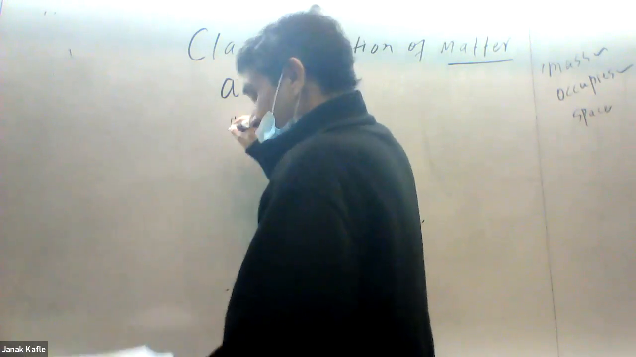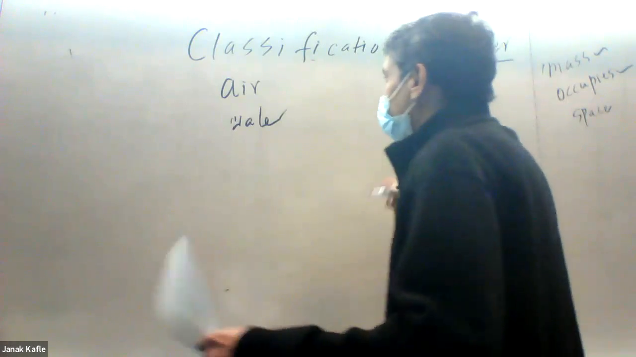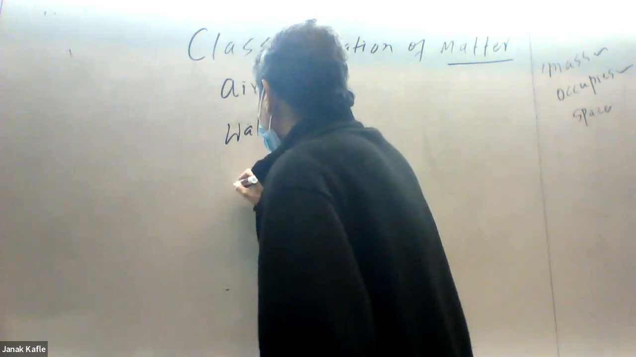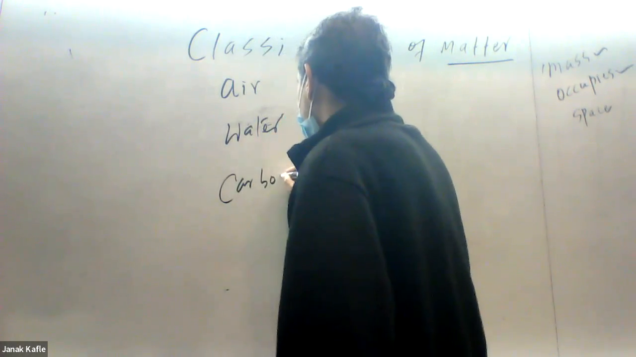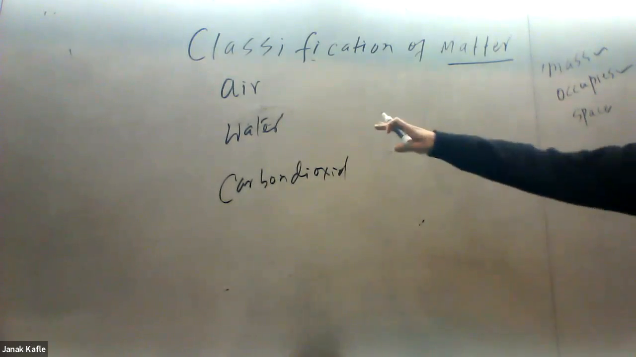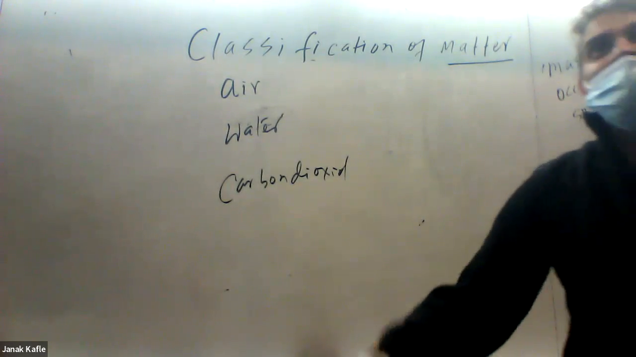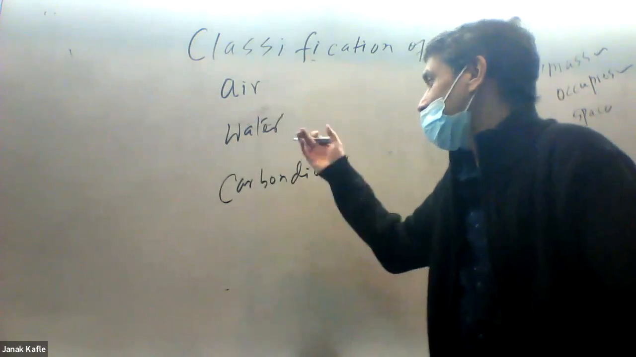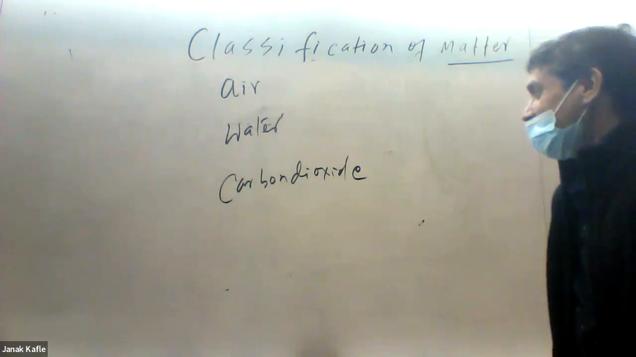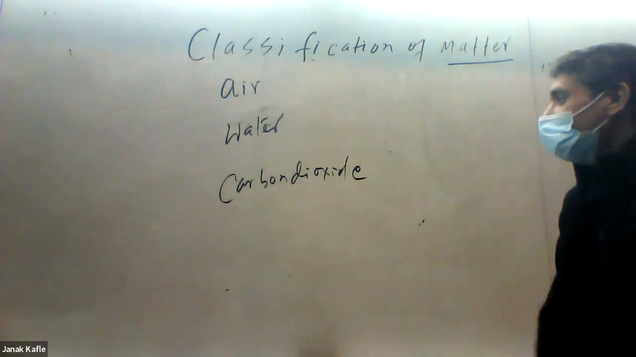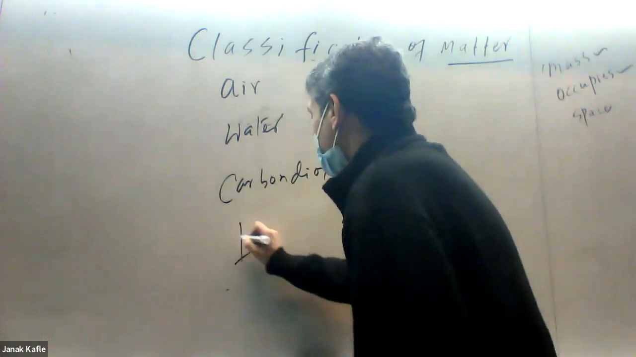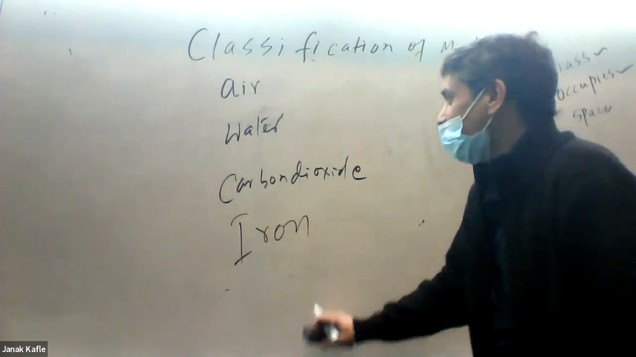So matter is like air, water, whatever. So air, water, carbon dioxide gas. I write three kinds of matter here. Air also occupies space. Air also has mass, right? So air is a matter, or carbon dioxide. This is a gas and it also occupies space. It has a mass, and water is a liquid. And let's write some solid here. So iron. I'm going to write these three things here.